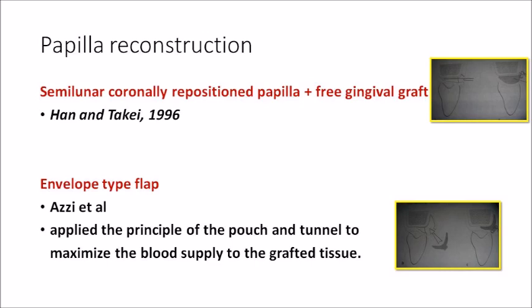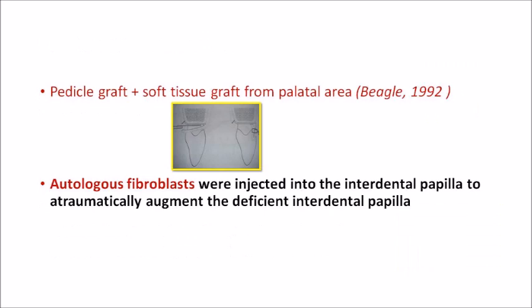Here, he applied the principle of pouch and tunnel to maximize the blood supply to the grafted tissue. So, we are creating a pouch and we are placing the tissue inside the tunnel created so that the blood supply is intact. Third technique is pedicle graft plus a soft tissue graft from the palatal area.